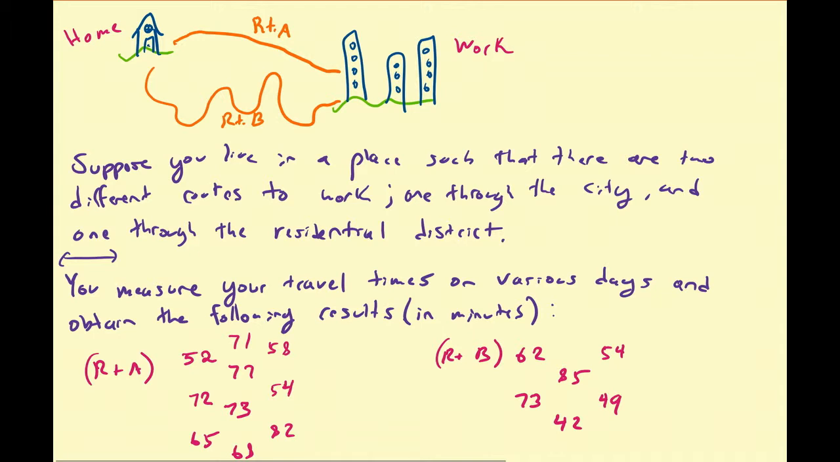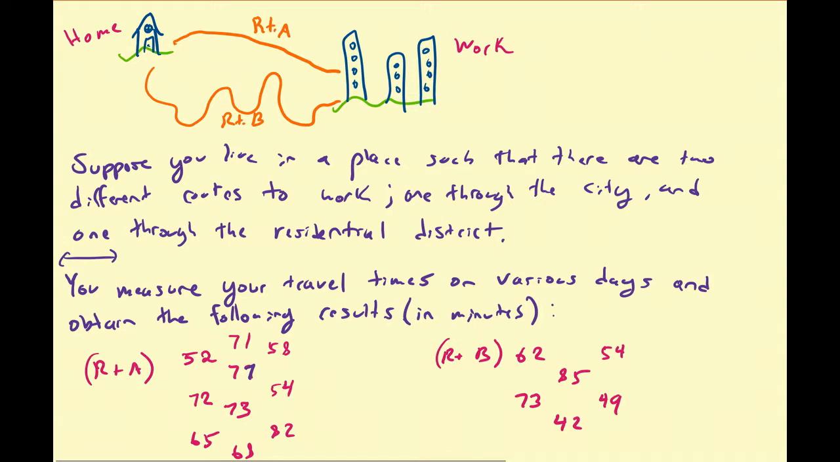You measure your travel times on various days and obtain the following results in minutes, namely 52, 71, 72, 52, 71, let's see if I got the data right. Yeah, that's right. 77, 73, 65, 68, 82, 54, and 58, 62, 54, 85, 73, 49, 42.